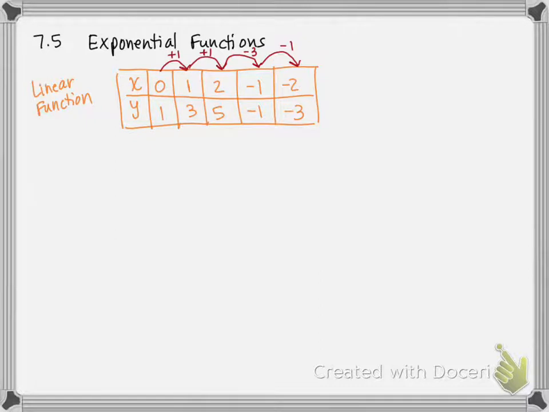Okay, so let's go look at the y values. To get from 1 to 3, I would add 2. To get from 3 to 5, I would add 2. Oof, look at this. To get from 5 all the way to -1, I'd have to subtract 6. To get from -1 to -3, I'd have to subtract 2. So I'm going to take all of those and put them together and see what I can find.